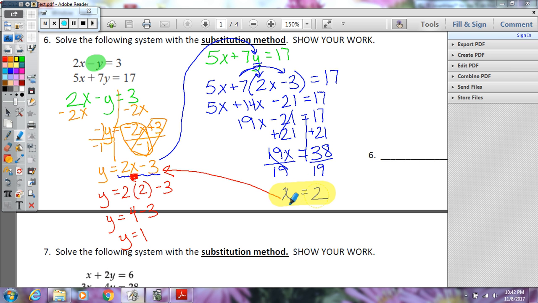Don't forget, I've been harping on this the entire chapter. Our answers are going to be ordered pairs. Isn't an ordered pair written x comma y? So we're going to be bringing the 2 in, and then the 1. So my final answer is the ordered pair 2 comma 1.